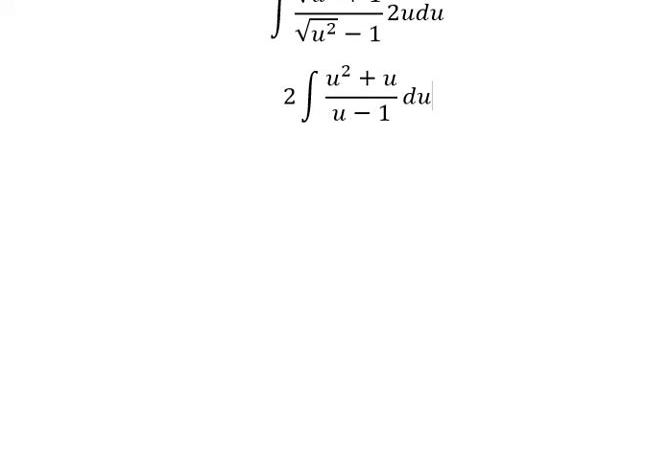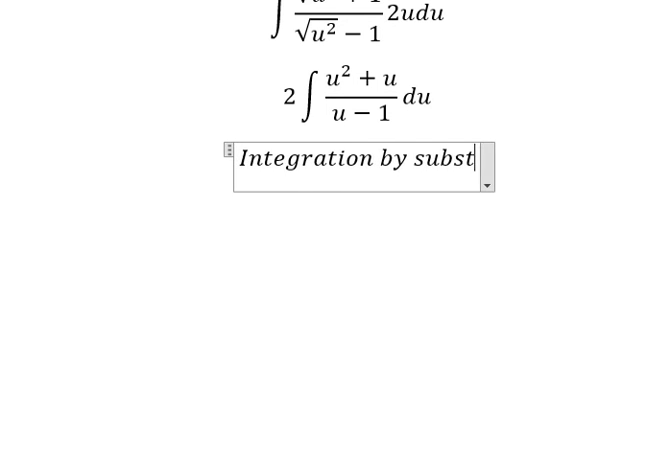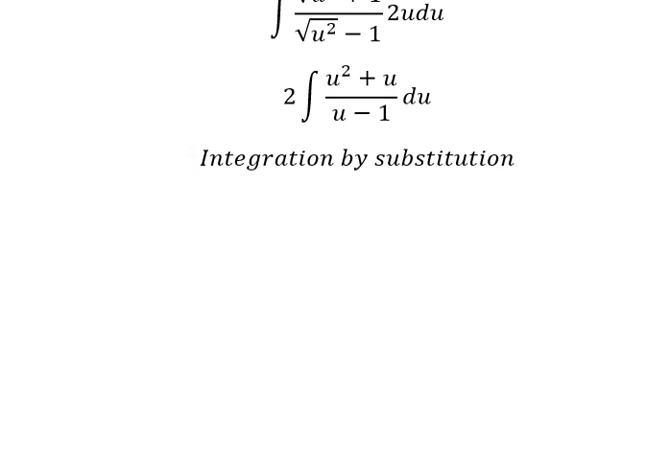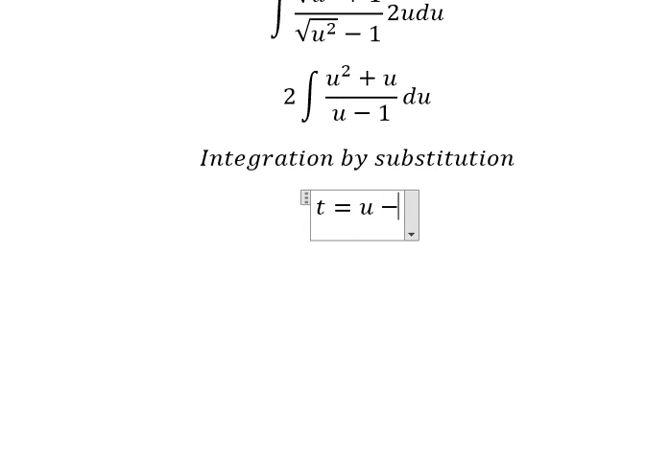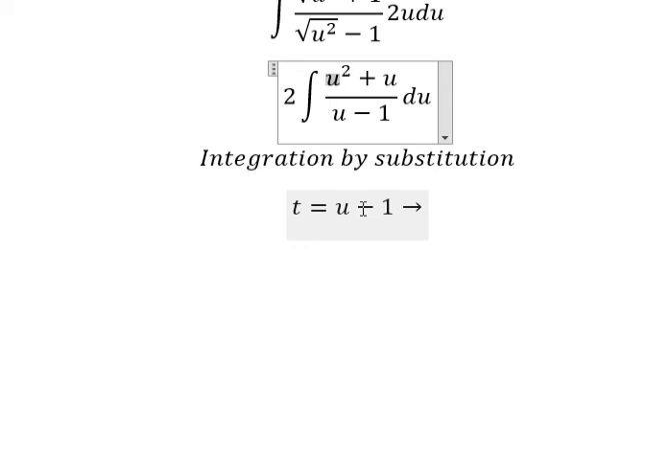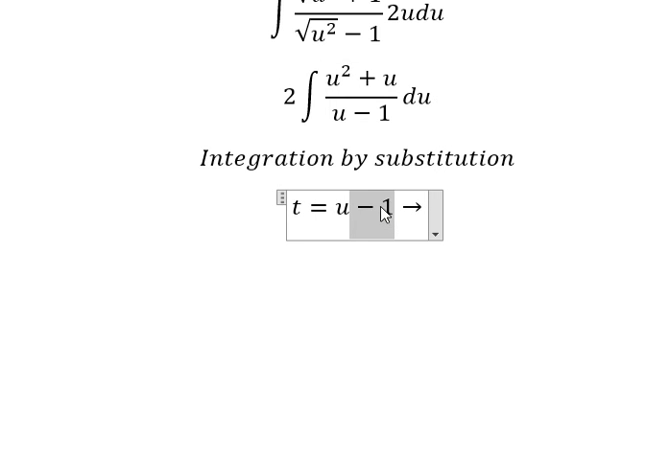Next, we need to use integration by substitution again. So I will put t equals u minus 1. Because we have u, I will put negative number 1 to the left.